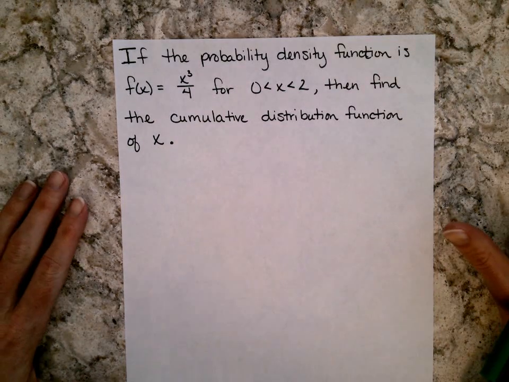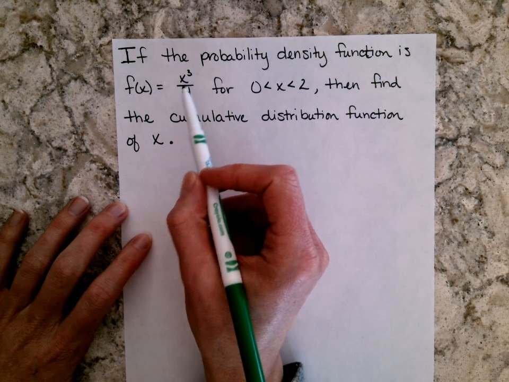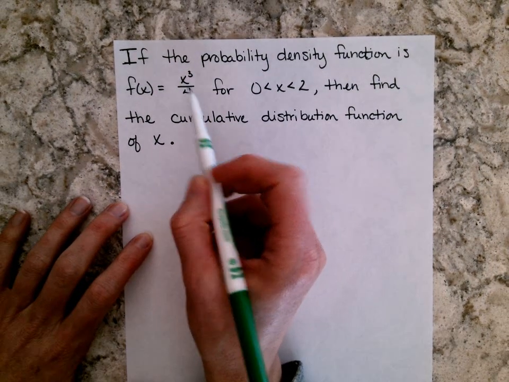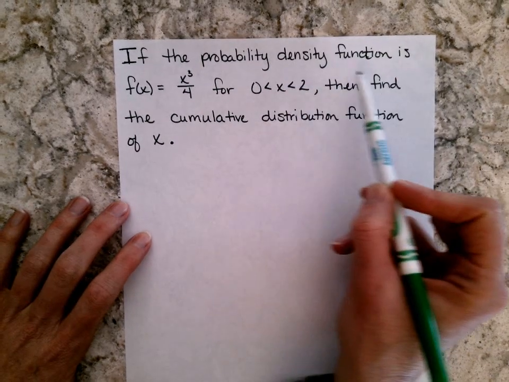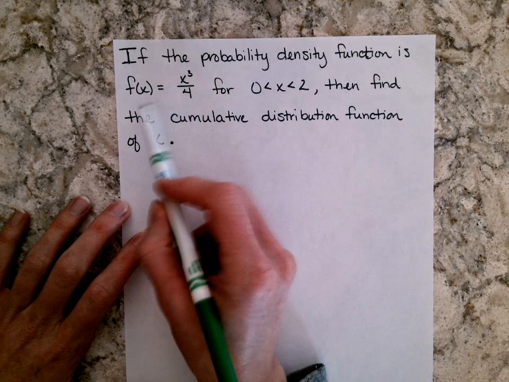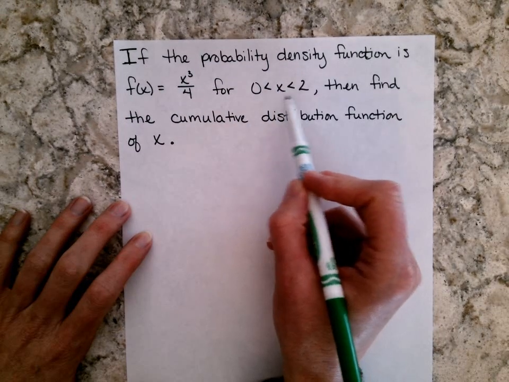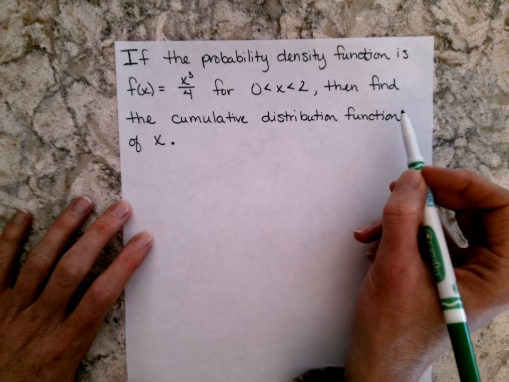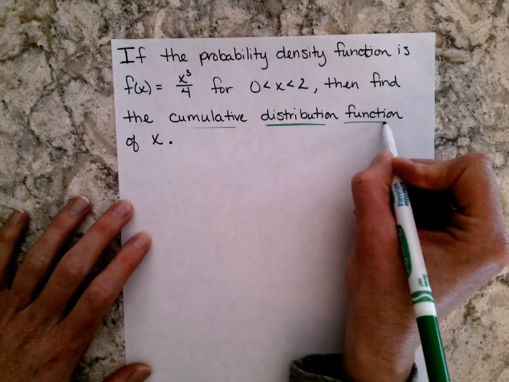Alright, so we are going to go back to our function f of x equals x cubed over 4. And what we're going to do this time, it tells us that if our probability density function is our function here, for our same interval that we just found, 0 to 2, then what we're going to now do is find our cumulative distribution function.